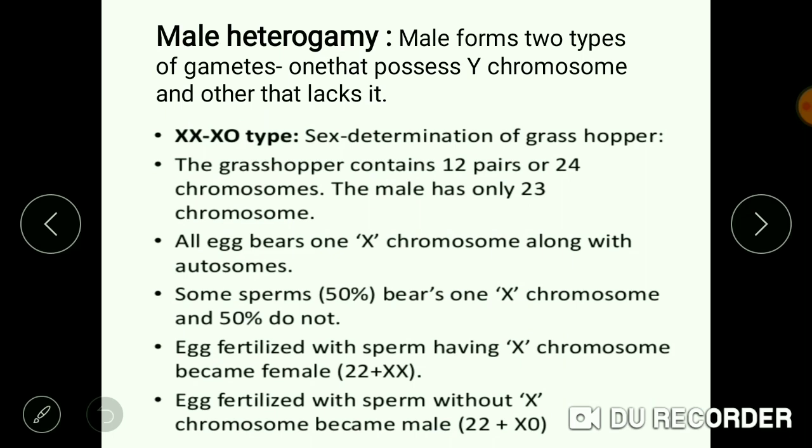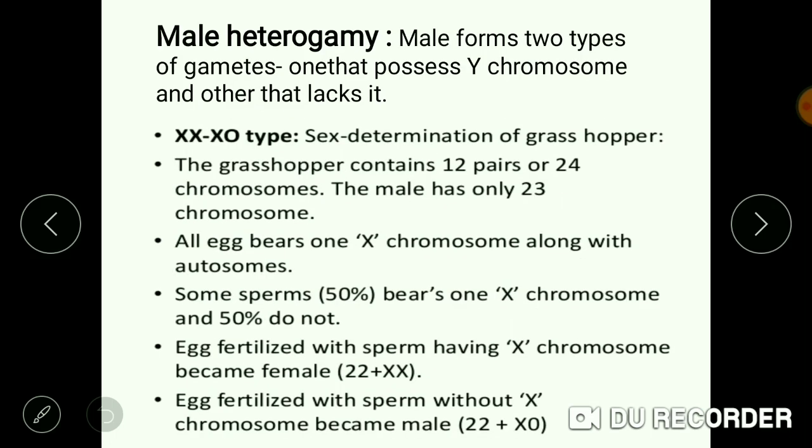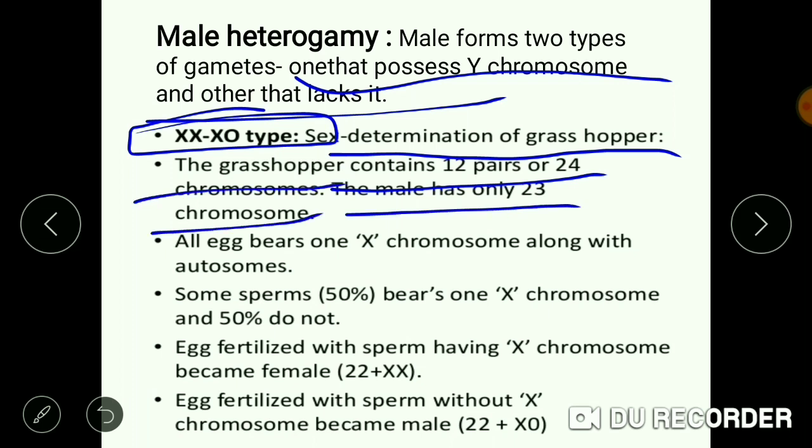Now, sex determination is divided into two categories: male heterogamy and female heterogamy. We'll start with male heterogamy. The male forms two types of gametes. This type of sex determination, XX and X0 type, is practiced in grasshopper. The grasshopper female contains 12 pairs or 24 chromosomes. The male has only 23 chromosomes.